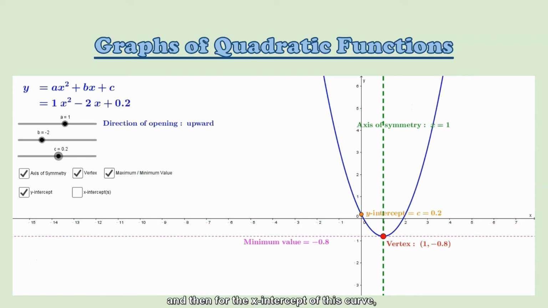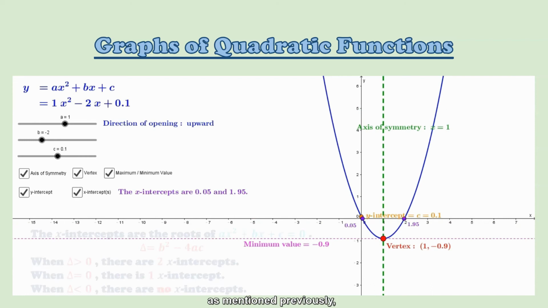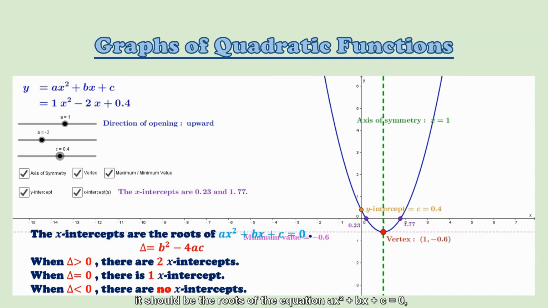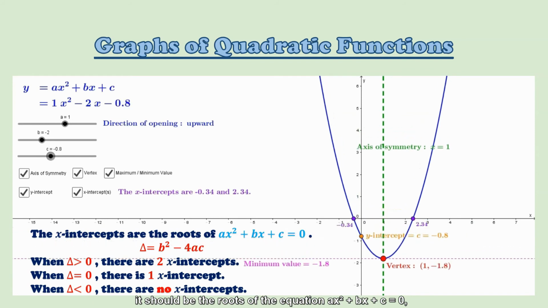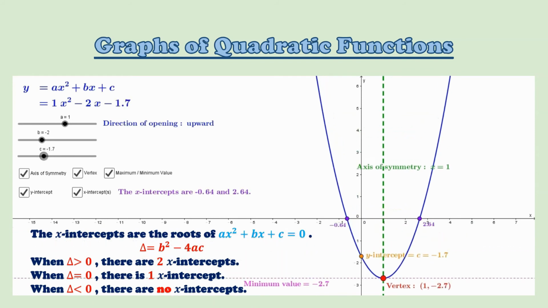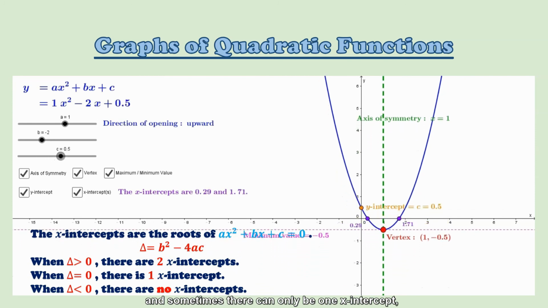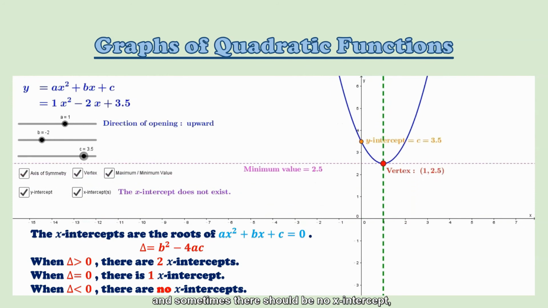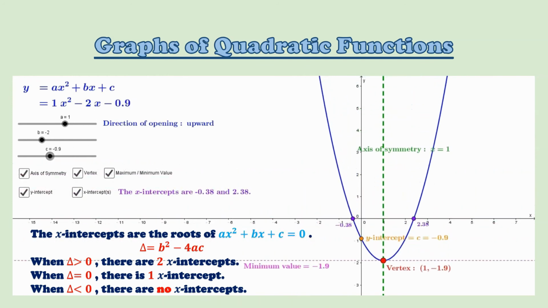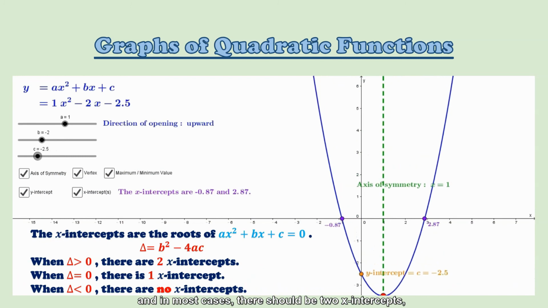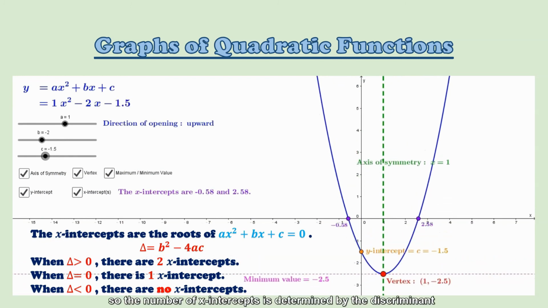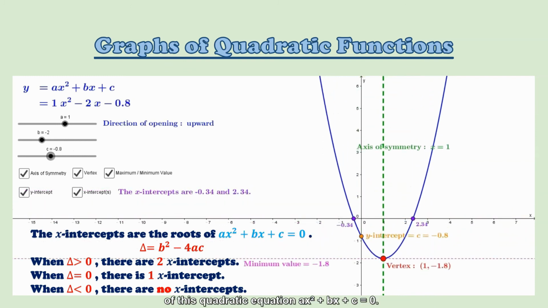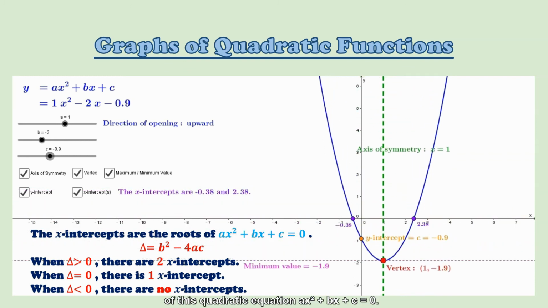And then for the x-intercept of this curve, as mentioned previously, it should be the roots of the equation ax squared plus bx plus c equals 0. And sometimes there can only be one x-intercept, and sometimes there should be no x-intercept. And in most cases, there should be two x-intercepts. So the number of x-intercepts is determined by the discriminant of this quadratic equation ax squared plus bx plus c equals 0.